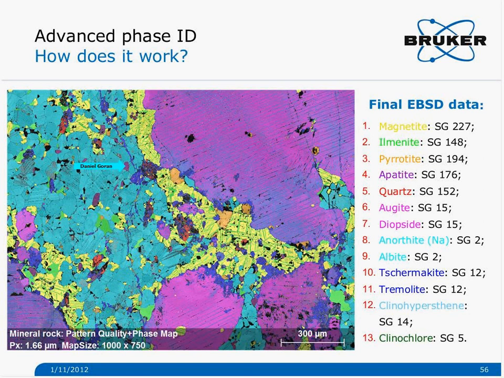The advantage when using a higher binning or a lower pattern resolution is that you get much more signal, and then you will have lower noise patterns at decent speed, and then you can acquire very large maps in a reasonable amount of time.